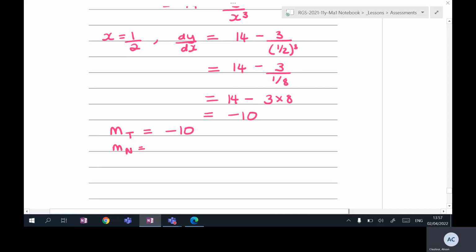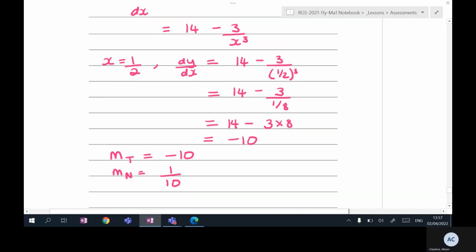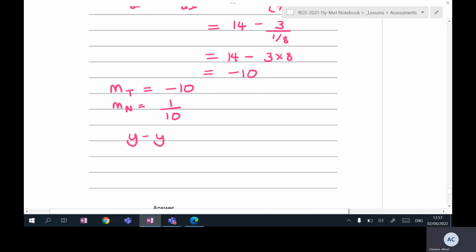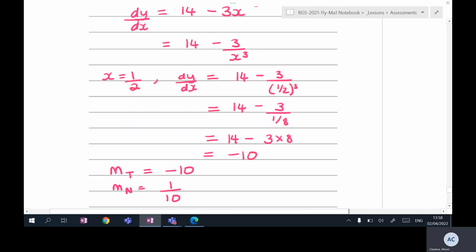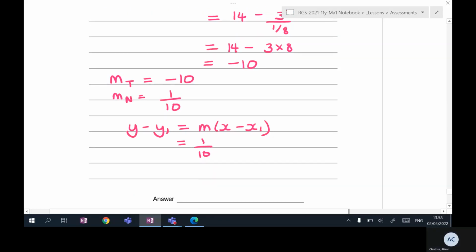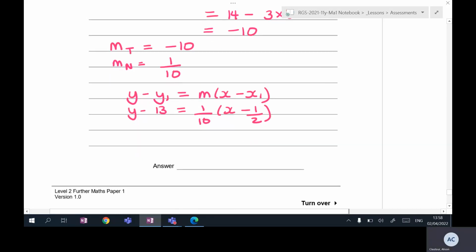Remember, your normal is perpendicular, so you want to do the negative reciprocal of that number. So 1 over 10. So the equation of the normal is just like the equation of any other straight line. We now know the gradient is 1/10, and we want a point it goes through, and obviously it's going to go through the same point up here, so (a half, 13). So y minus 13 equals 1/10 of x minus a half.